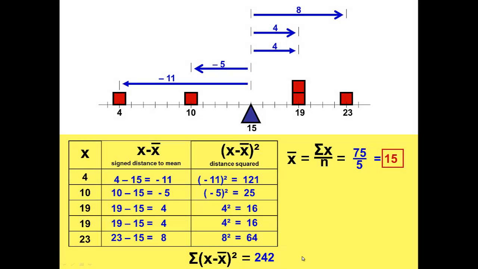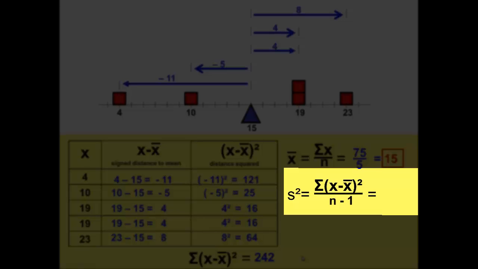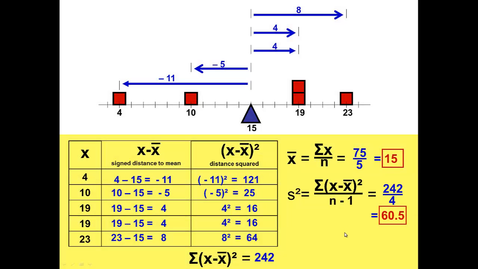Remember our mean. And now we have the mathematical formula for the variance. It looks complicated, but we've already accomplished most of this with our table. Notice the sum of x minus x bar in parentheses squared is what we found by totaling up our distance squared column. So we can plug in 242. n minus 1 is just the number of our data minus 1, or our sample size minus 1, or 4. That gives us 242 over 4, or 60.5.